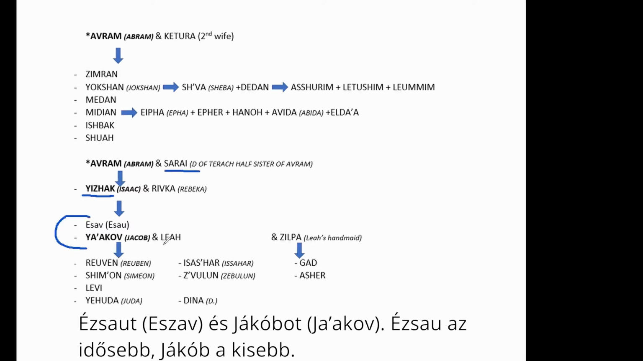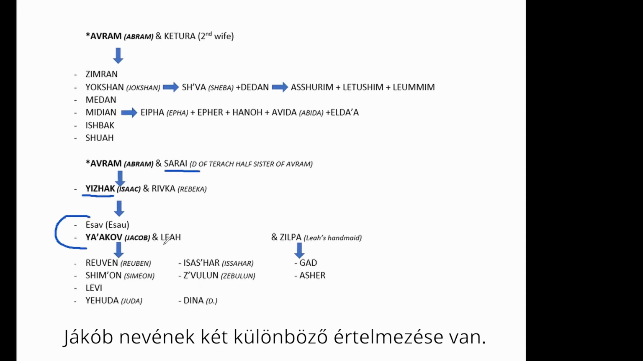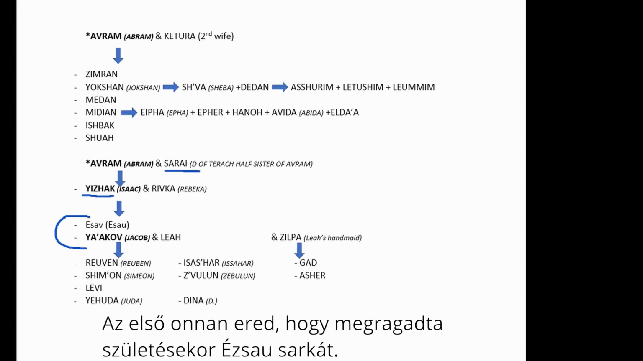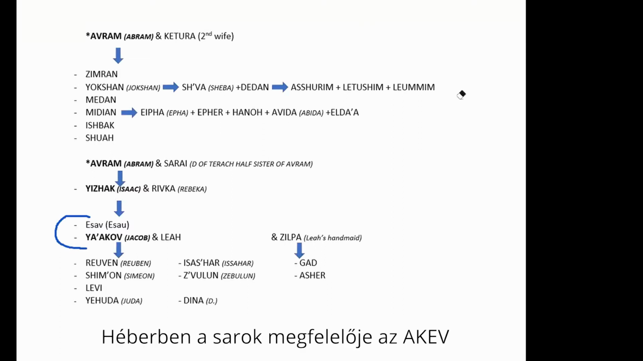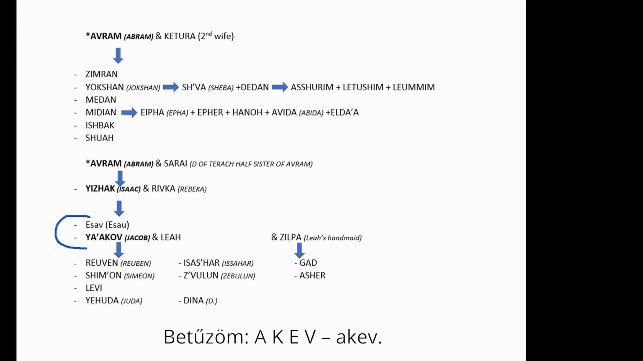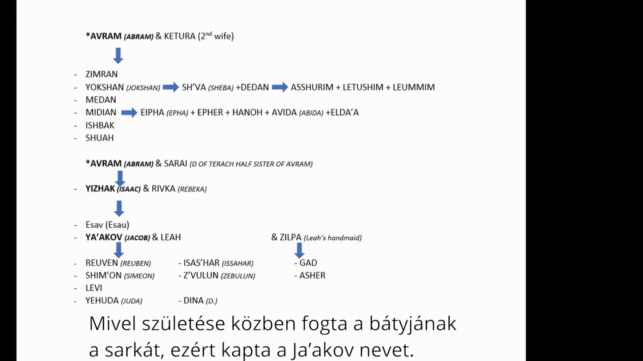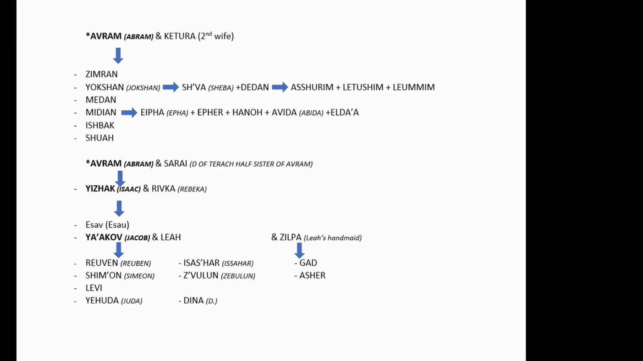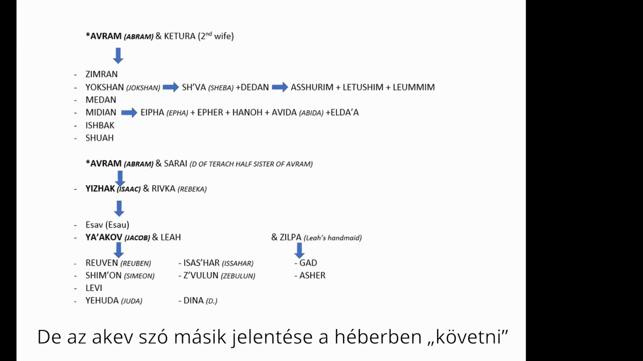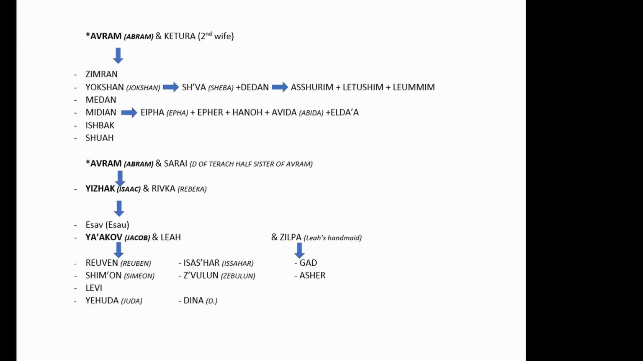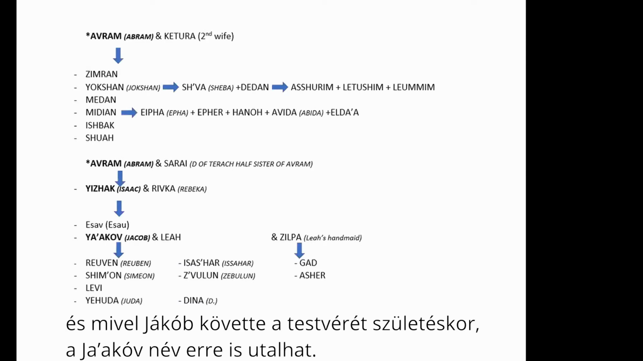And then we have Jacob, Yaakov. Now, there are two different understandings of the name Jacob. The first one is that he grabbed his brother's heel. In Hebrew, the word for heel, the body part, is basically akev, in English A-K-E-V, akev. So because he grabbed his brother's heel, he was named Yaakov, and he also followed his brother coming out of the womb. The word akev can also be translated as to follow. So that's one reason why he's called Yaakov.